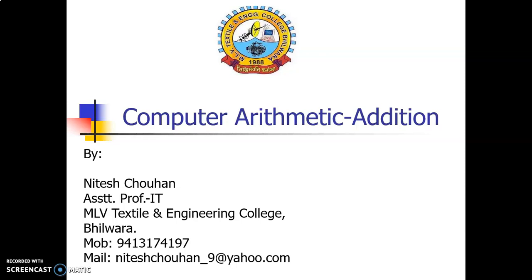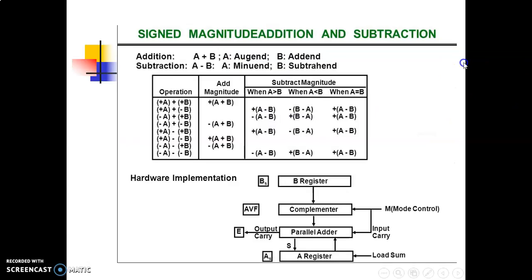As we know, there are three ways of representing a negative fixed-point binary number: signed magnitude, signed ones complement, or signed twos complement. So to begin, let's start with addition and subtraction with signed magnitude data.